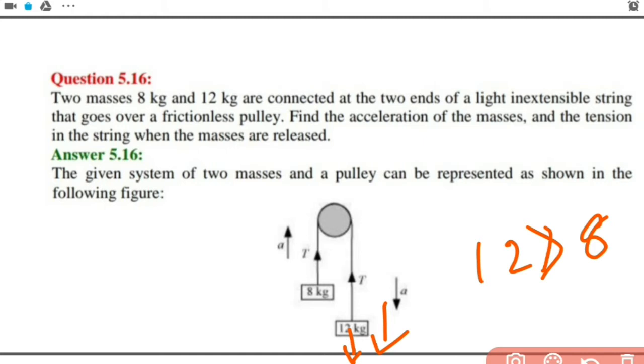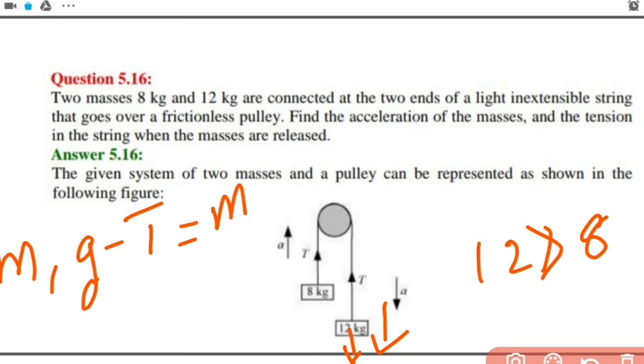Since the body is moving down, the net force is in the downward direction. So we write the force equation as m1g minus T is equal to m1a, since the net force provides the acceleration. So m1g minus T is equal to m1a. That is the equation for the 12 kilogram object.